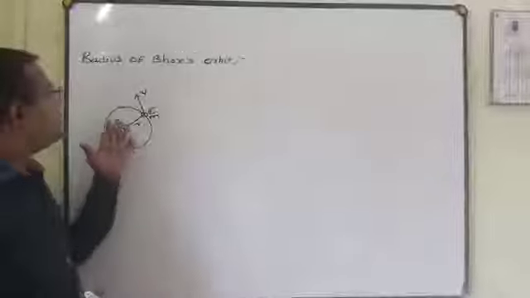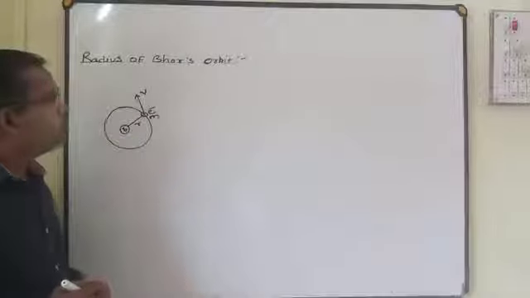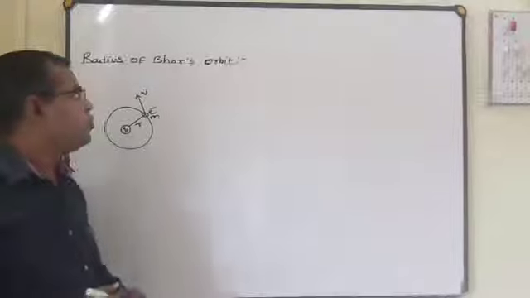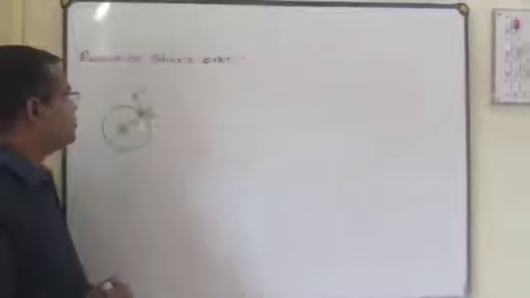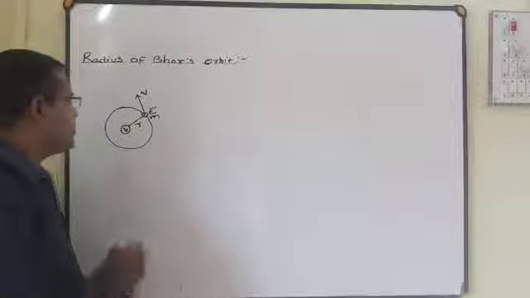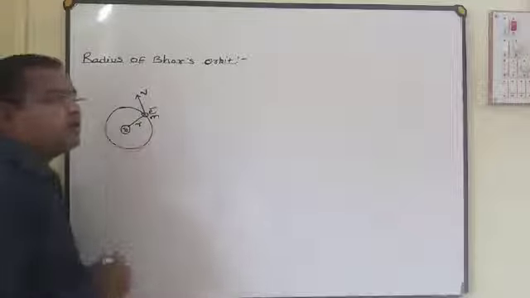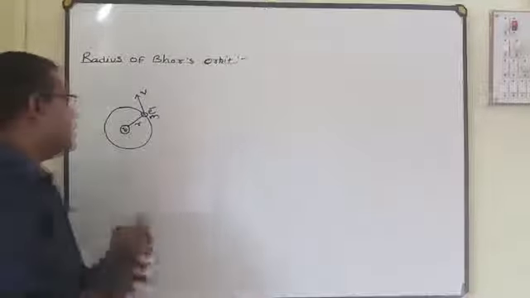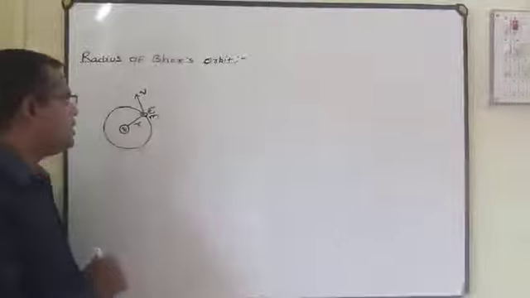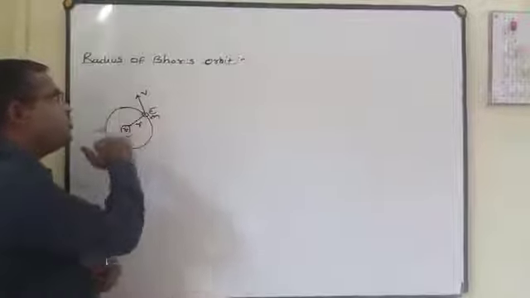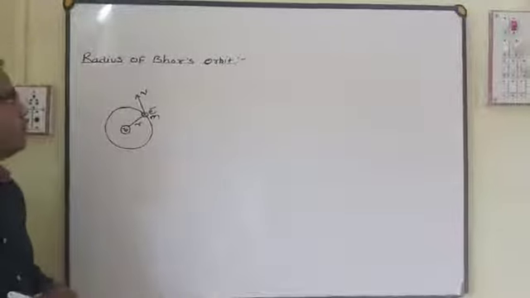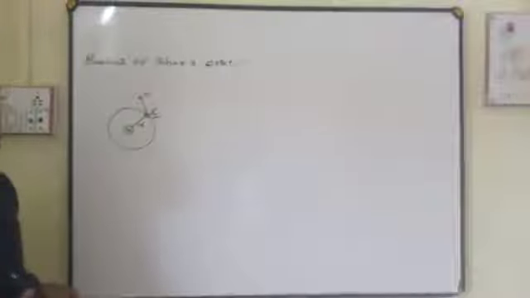First part, we find out the radius of Bohr's orbit. Now we find out the velocity of the revolving electron. Consider an electron revolving in a circular orbit having radius equal to r. m is the mass of the electron and it is revolving with a linear velocity or linear speed equal to v.